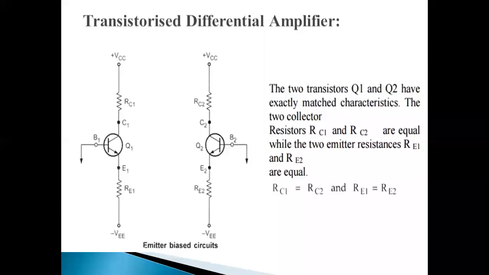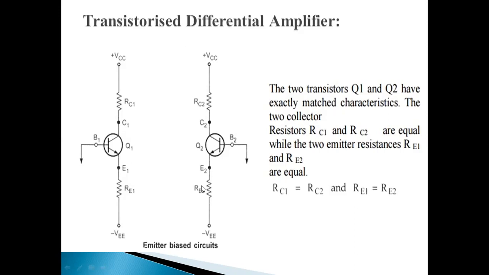And the second rule is that the collector resistances RC1 and RC2 are equal. So if you are taking 1 kilo ohm as RC1, here we should also take RC2 as 1 kilo ohm. These two resistances must be the same. And similarly, RE1 and RE2 must also be the same. If you are taking 1 kilo ohm, this will also be 1 kilo ohm.